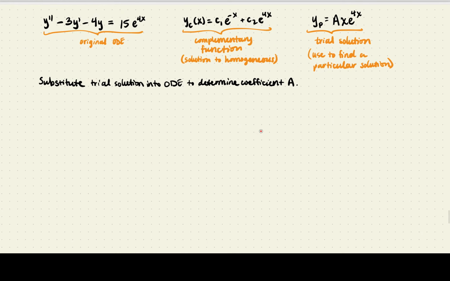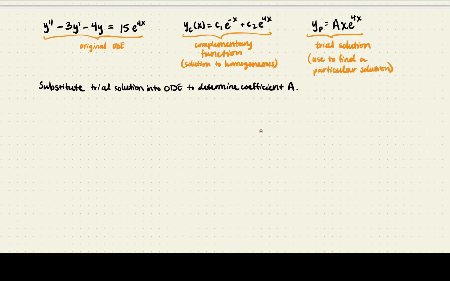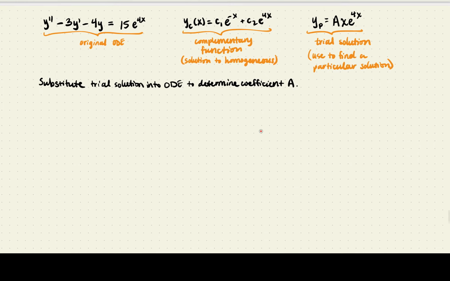There we go. Okay. So very briefly, just have some notes here to remind us what we've done so far. We have our original ODE, we've got our complementary function, and we have our trial solution, which we just found earlier. We're going to substitute the trial solution into the ODE and figure out what this constant A needs to be. All right, so to do that, we're going to need a first derivative and a second derivative. So let's remind ourselves.